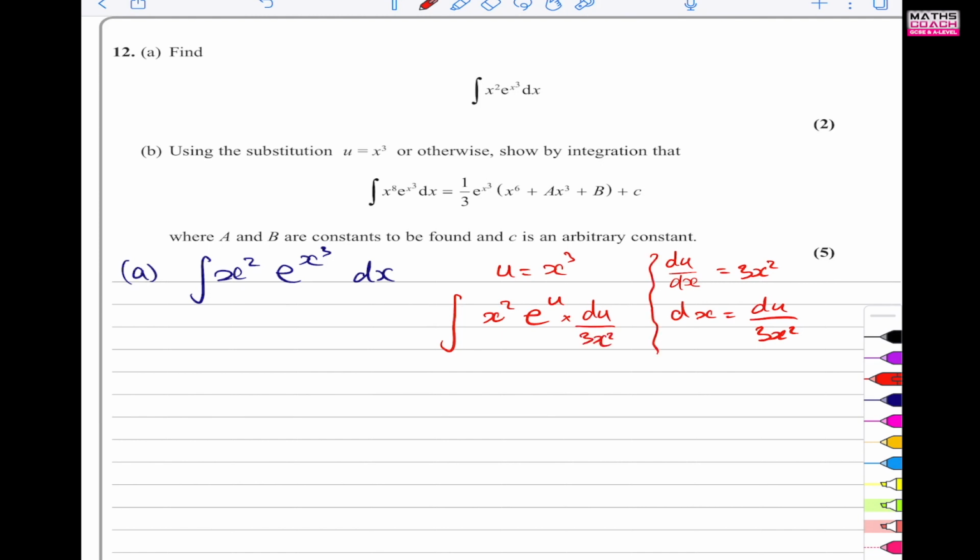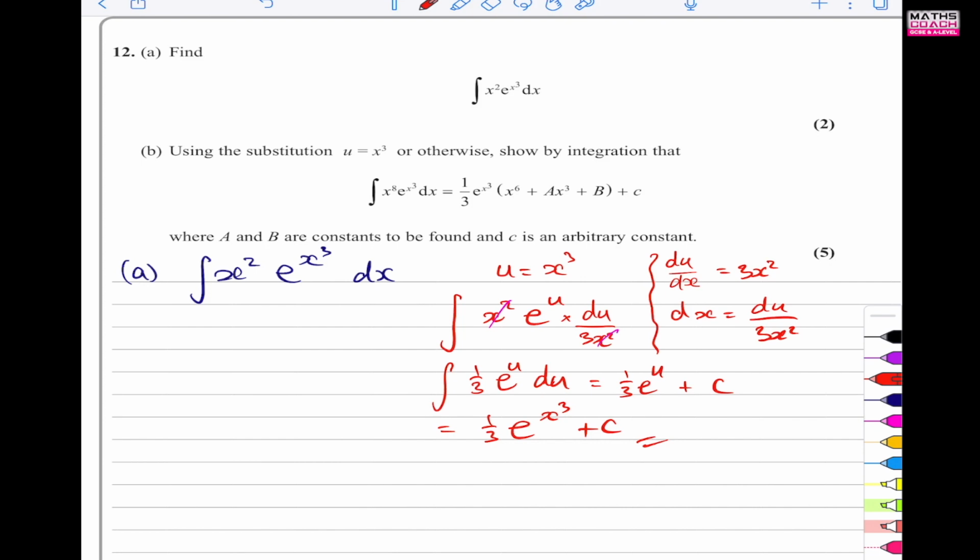So the x squared cancels off, so we get the integration of a third of e to the u du, which is basically a third of e to the u, plus c, your constant. Now put the u back in, so that gives you a third of e to the power of x cubed plus c, and that's the integration done.